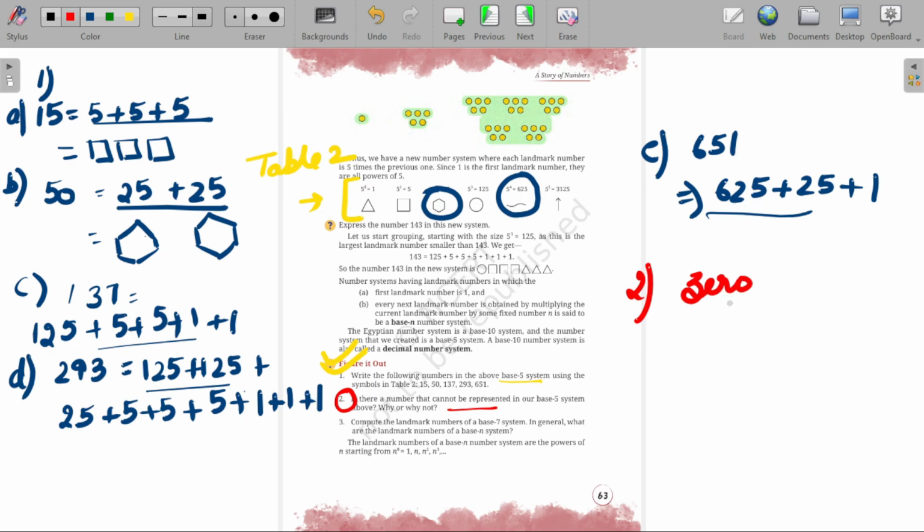0 is that number because there is no symbol for it. Okay, we have no symbol for 0 in this number system. So now going to the next question.